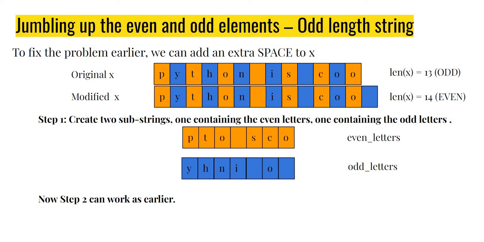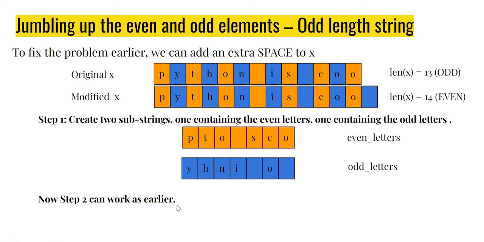So really all I have to do is figure out if my string has an odd number of characters and then add a dummy character. Once my string has been given this dummy character, again the length is 14. This modified x is 14, so I can go on and do my steps as earlier. I'll get both these strings of equal length, and my step 2 will keep working completely fine.